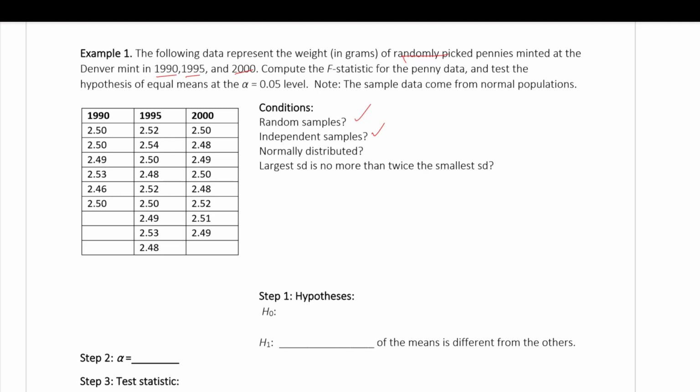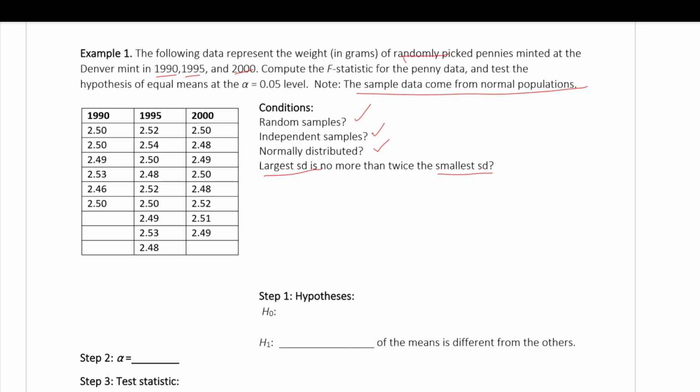Are these populations normally distributed? Well, mostly things that are manufactured tend to be normally distributed, right? There's a target value that they're trying to create these pennies to be, and of course some are a little bit lower than that, some a bit higher, and it tends to follow this normal distribution. And of course, he also told us that here. And then the other thing is, is the largest standard deviation no more than twice the smallest?